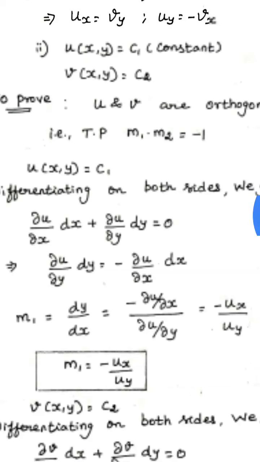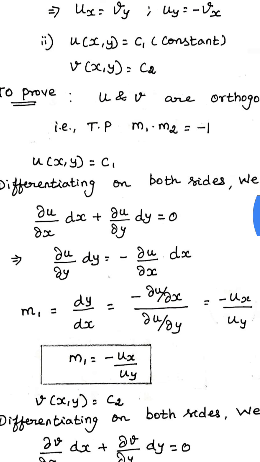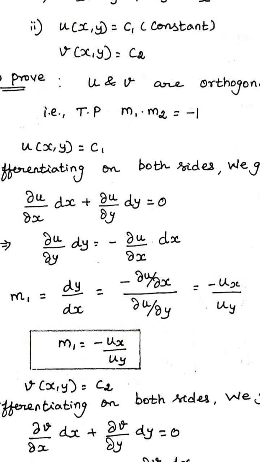So u(x, y) = c1. If I differentiate both sides, what answer will I get? ∂u/∂x into dx plus ∂u/∂y into dy. Obviously on the right hand side, if I differentiate the constant, I get 0. From this you have to find dy/dx. The value I am getting is -ux/uy.